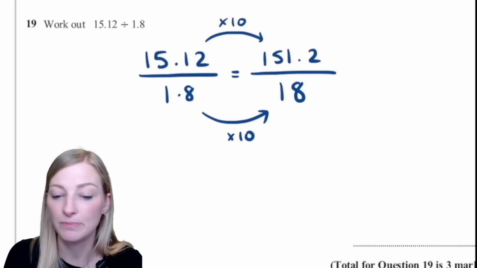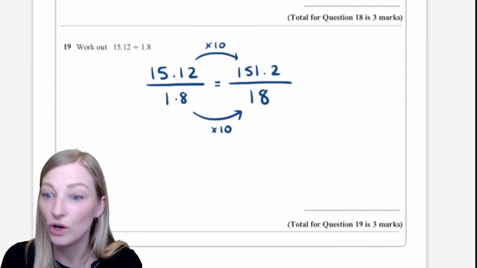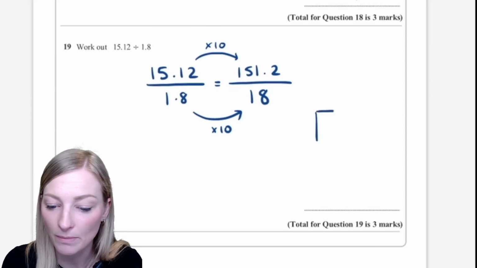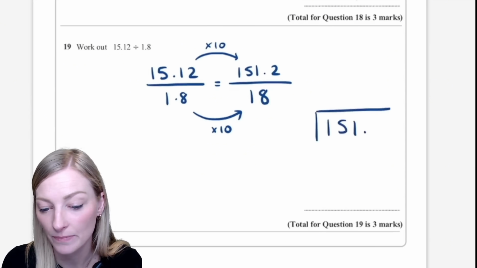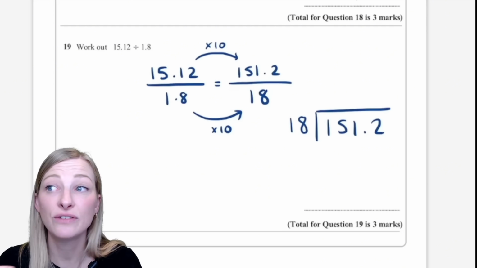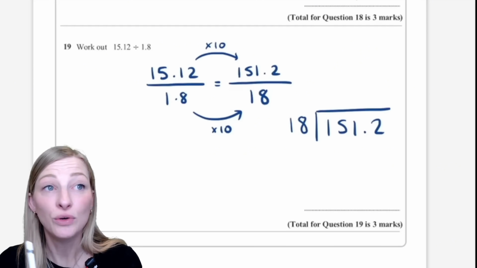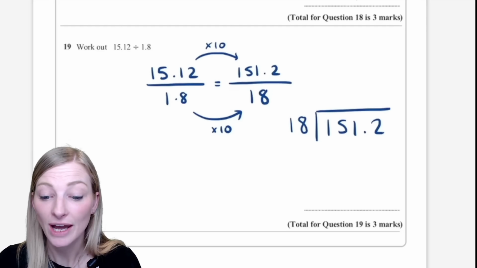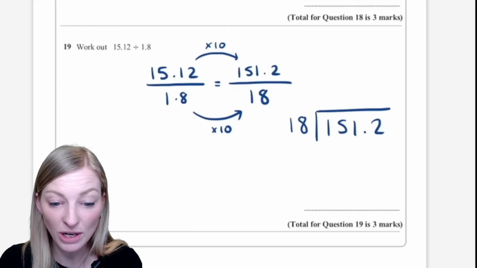So that's going to be 151.2 divided by 18. And this is now a lot nicer. 151.2 goes inside my bus stop, and we're dividing by 18. Now, if you want to, you could divide by 9 and then by 2. You could divide by 6 and then by 3. That would work, okay? And I think I might do that here.